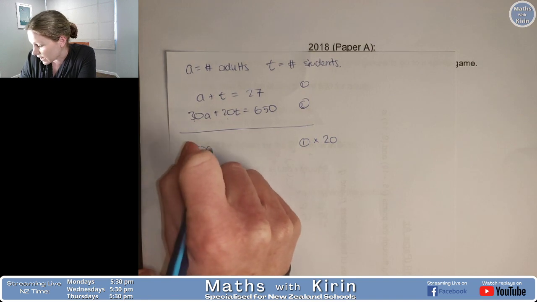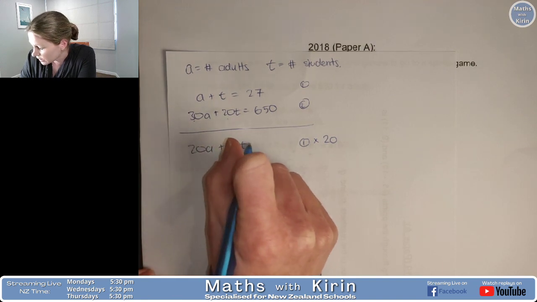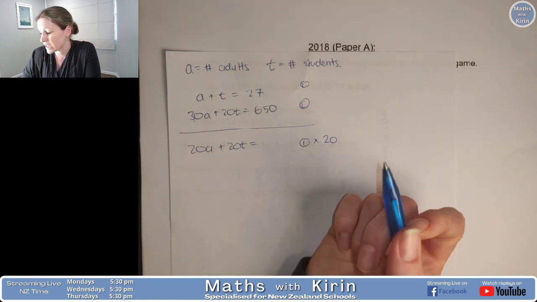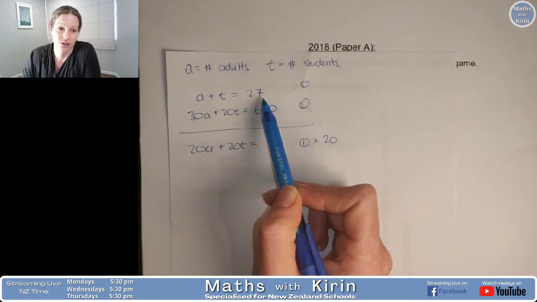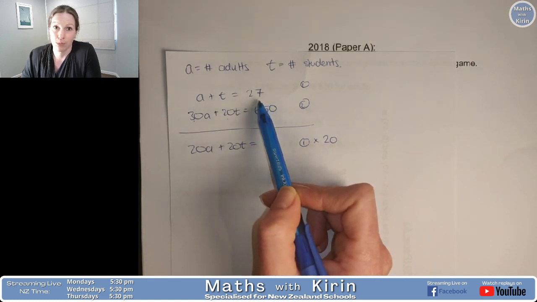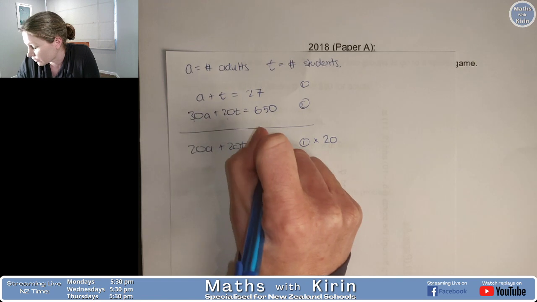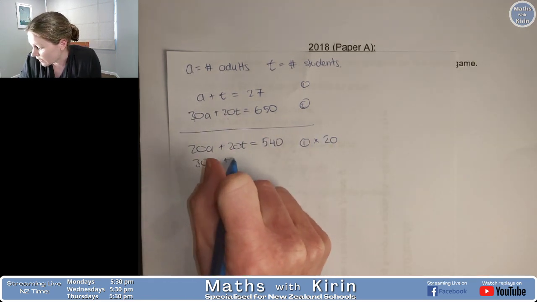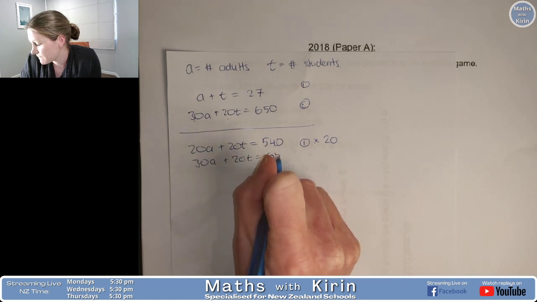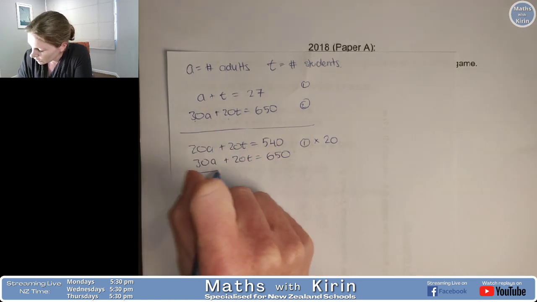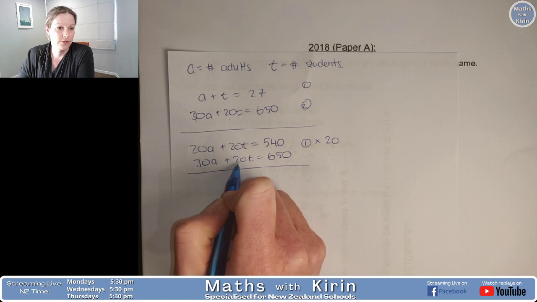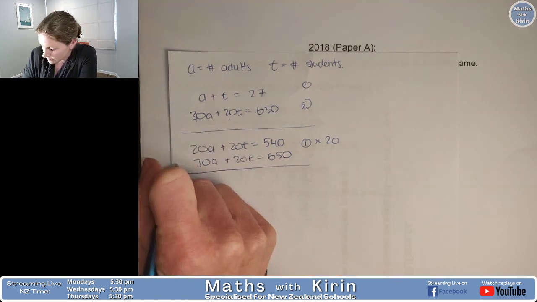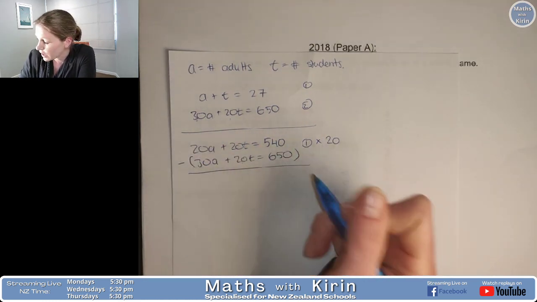Okay, so we get 20a plus 20t is equal to 27 times 20. So if you go 27 times 10 is 270, and we double 270, we get 540. And our second equation is still the same. We've got 20t and positive 20t, so we're going to subtract. The signs are the same, so we subtract.